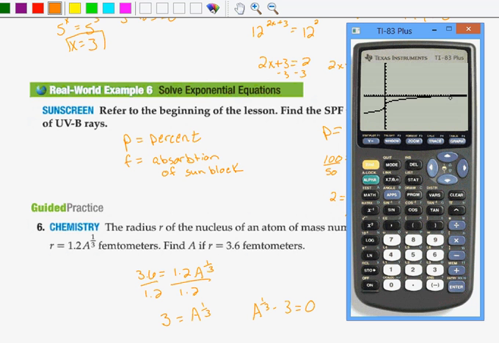Hard to see. So again, I'm going to go to that second trace and I'm going to ask it to find that 0 when y is 0. Left bound, I have to be to the left of my intersection. Then right bound, I have to be to the right of my intersection. When in doubt, go way the heck over there. Okay, there, I saw a bump. So I'm going to say yes, guess, no thank you, 27.